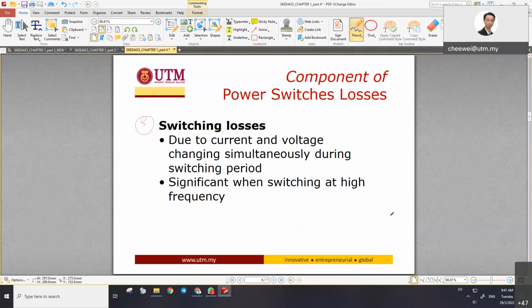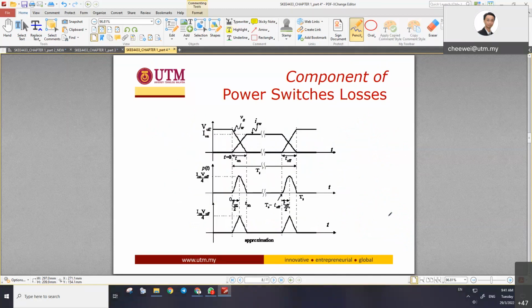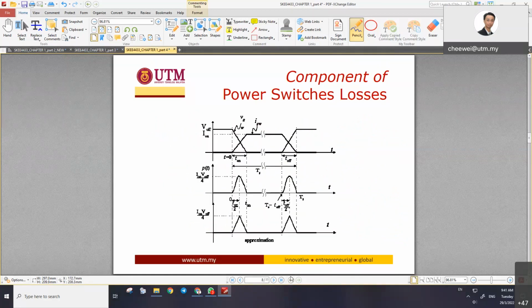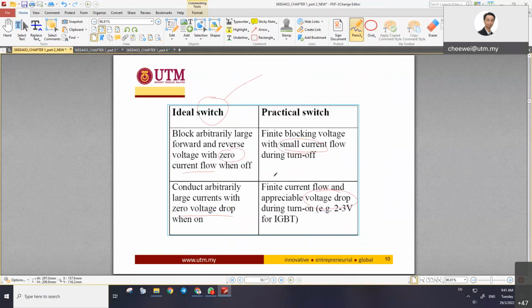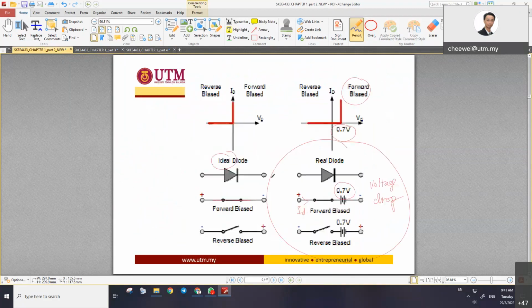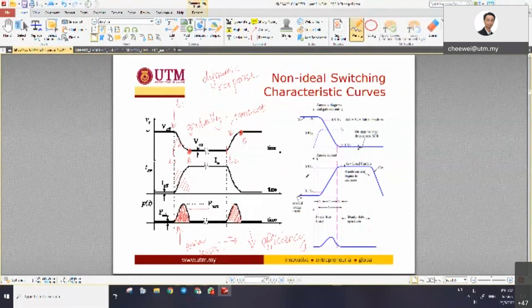What about the last one, the switching losses? Due to the current and voltage changing simultaneously during the switching period, it is significant when switching at high frequency. This one you need to know the diagram before you can appreciate what switching losses are. We have seen this diagram before, right? Early in chapter 1, I think so. Here you are. Non-ideal switching characteristic curve. You still remember this diagram on the left?